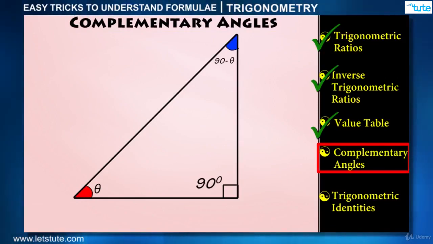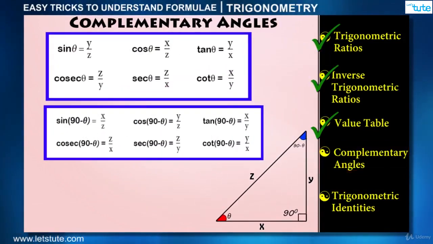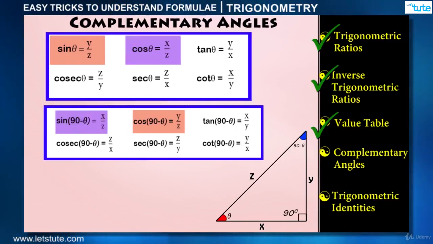Let's now give some values to its sides x, y, z. And we also write the 6 trigonometric ratios for both the angles theta and 90 minus theta. So what we observe here? We observe that the value for sin theta and cos 90 minus theta are same. Then cos theta and sin 90 minus theta are equal. Similarly, the value of tan theta and cot 90 minus theta are equal. Cot theta and tan 90 minus theta are equal.